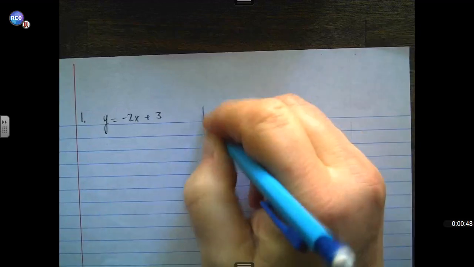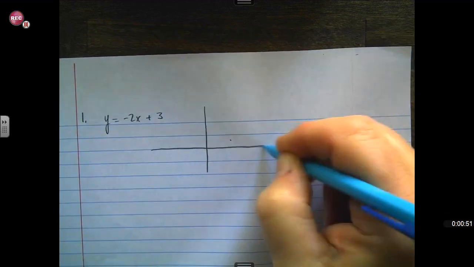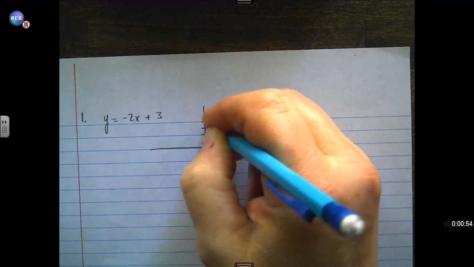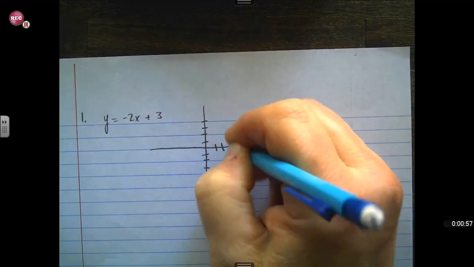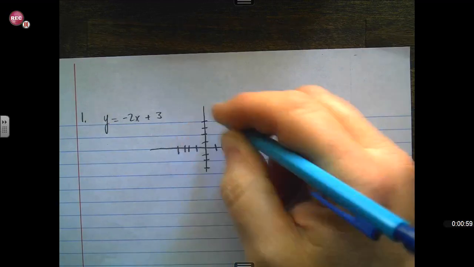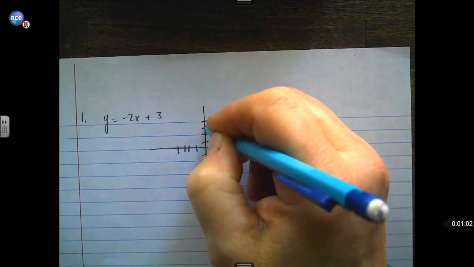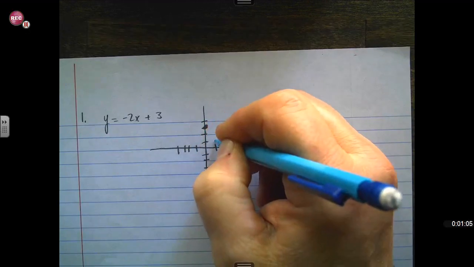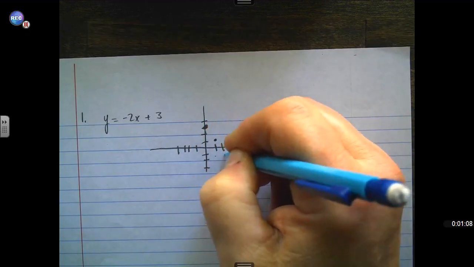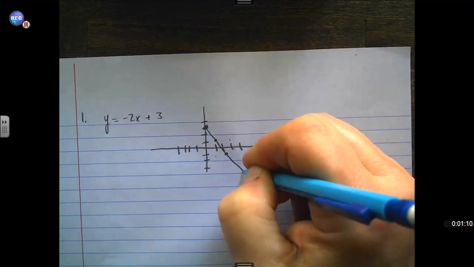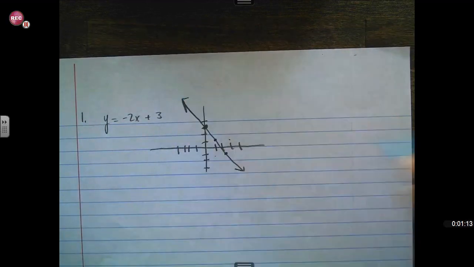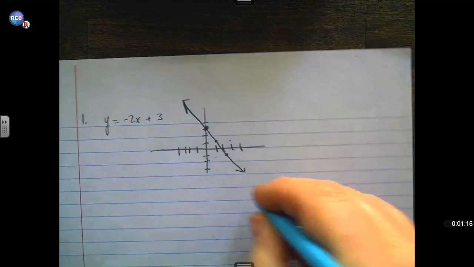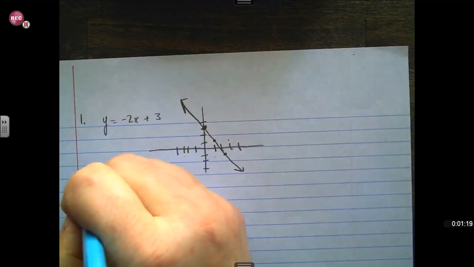So anyway, number 1 is to graph y equals negative 2x plus 3. And so we can draw a graph here. And so 3 is our y-intercept. And then we're going to rise negative 2 and run positive 1. Rise negative 2 and run positive 1. And our line is supposed to have a negative slope, and we're going downhill. That line does have a negative slope, so I've probably done that correctly.